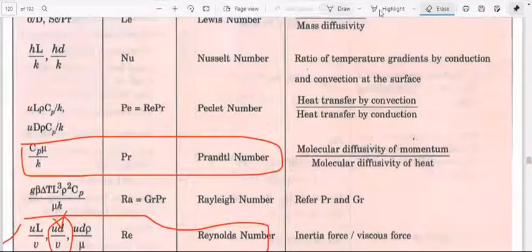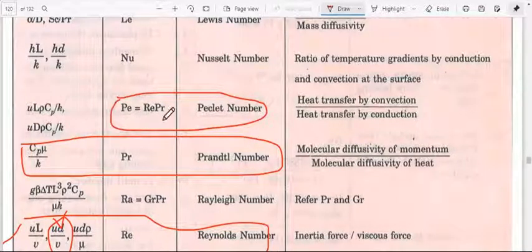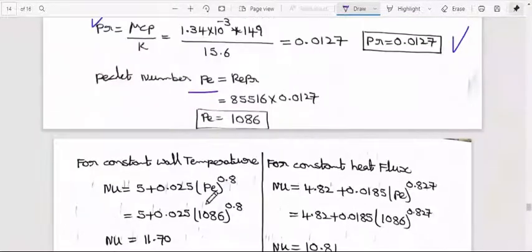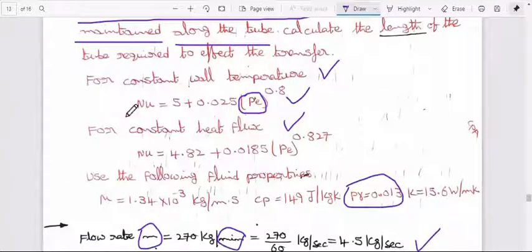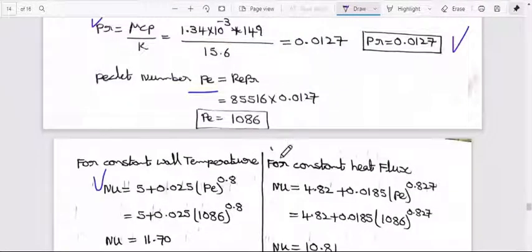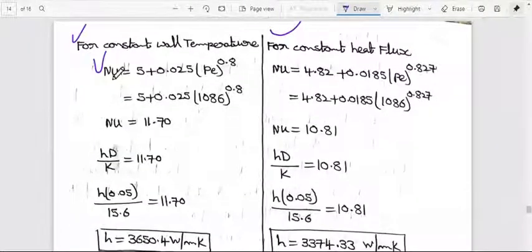So here this is the Peclet number. Peclet number is equal to Reynolds number into Prandtl number. That's why I am considering this formula, and we substitute the Peclet number value like this. The constant wall temperature formula is taken from the above question, and we need to calculate for constant wall temperature and constant heat flux. These are the formulas, and both formulas are given in the question. We need to substitute the Peclet number values.